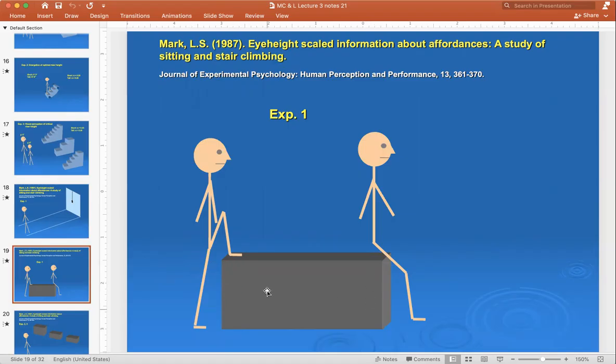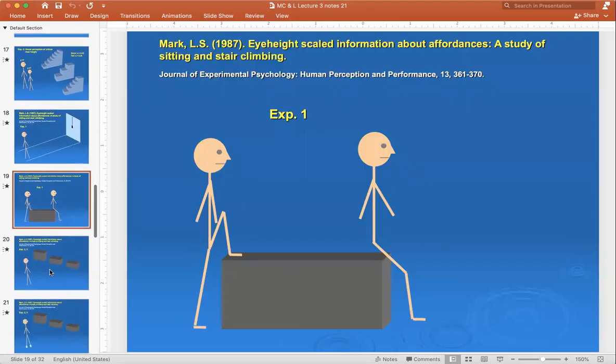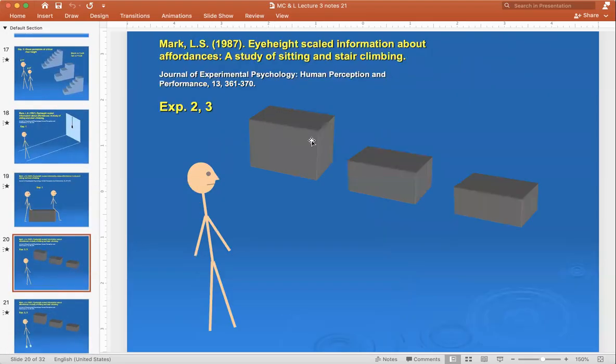So the people whose heights were higher would pick higher blocks to sit on and higher steps, etc. Given people use eye height to sit on these blocks, to determine the maximal height to sit on, he then did an experiment where he gave people a series of boxes of different heights and asked which of these is the maximal height you could sit on.